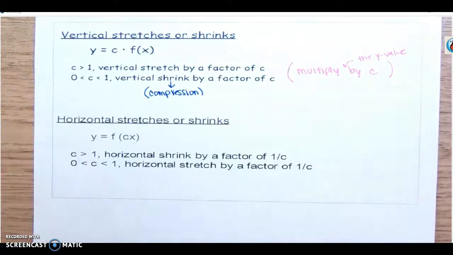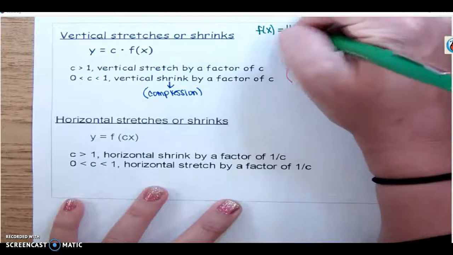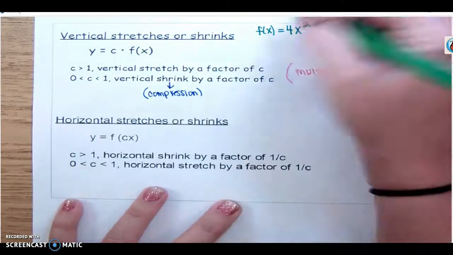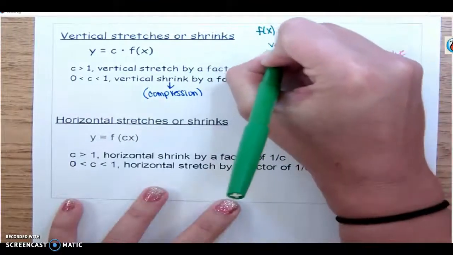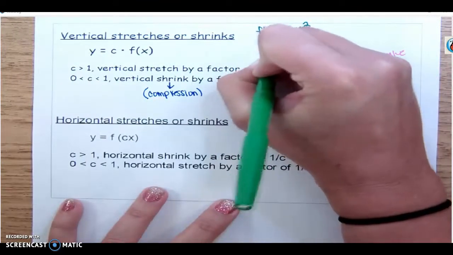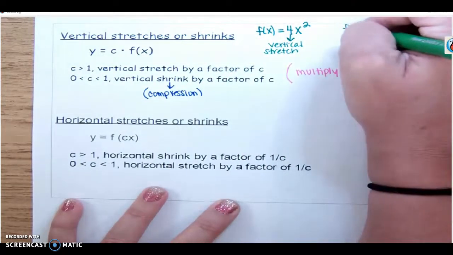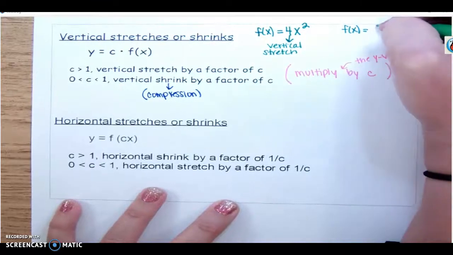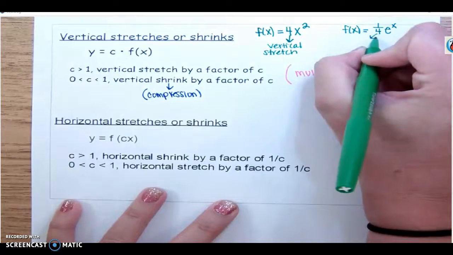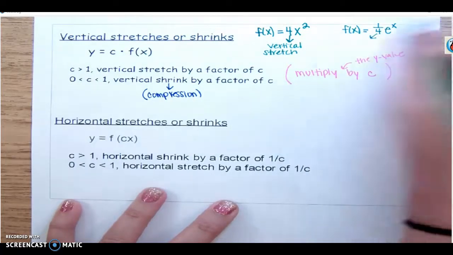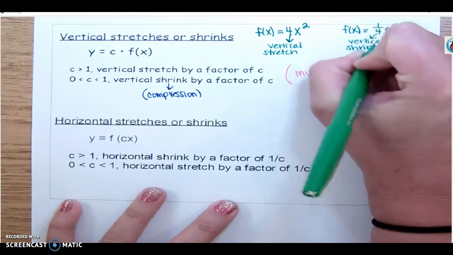Okay, so example of that, f of x equals 4x squared. So this 4 out front, because it is bigger than 1, we have a vertical stretch. And then if we had f of x equals 1/4 e to the x, so that 1/4 out there, because it's between 0 and 1, that would give us a vertical shrink, and also known as a compression.